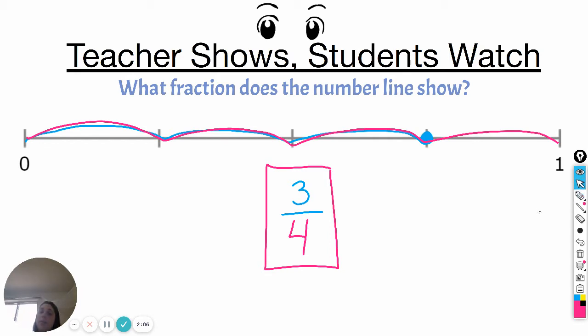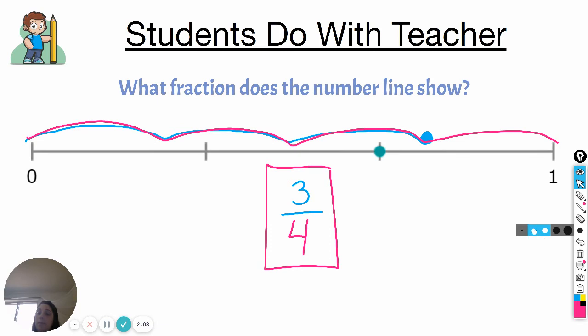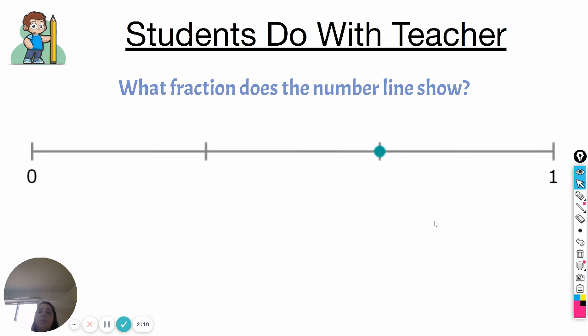Okay, let's go ahead and have you do one with me. What fraction does the number line show? So remember, the numerator is how many jumps it takes to get to the dot. The denominator is how many jumps it takes to get to one whole. I'm going to give you just a moment to write on your whiteboards what fraction you think this number line shows.